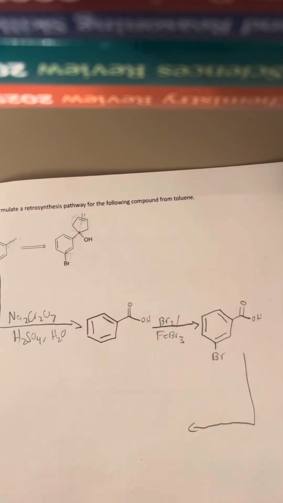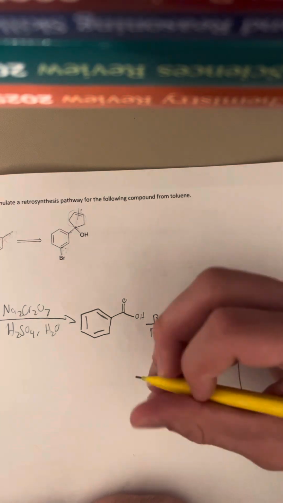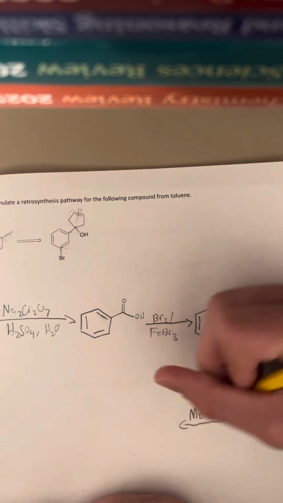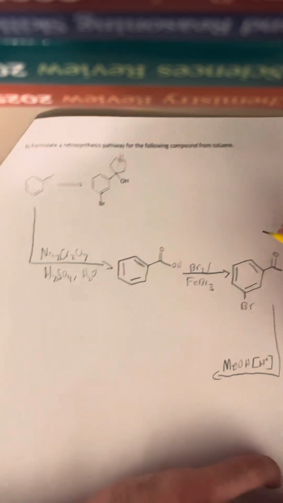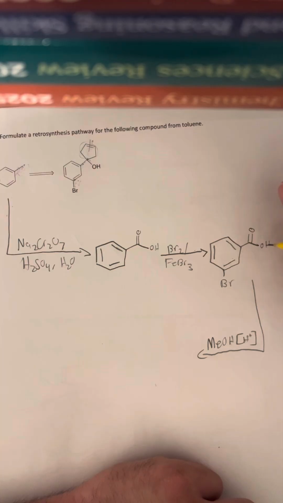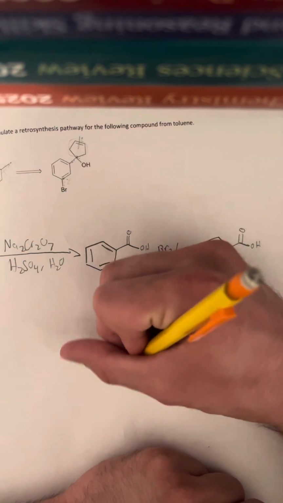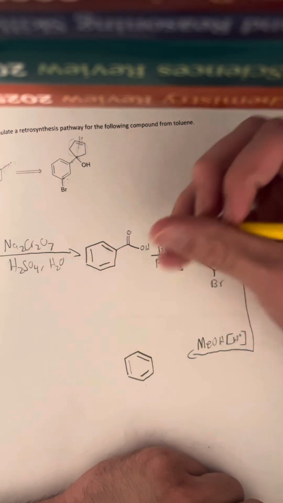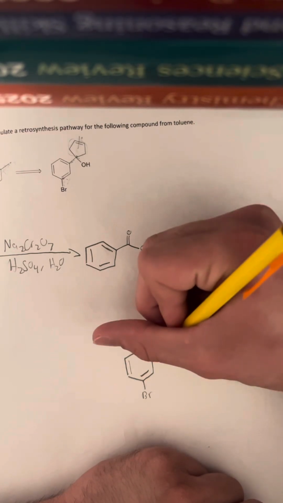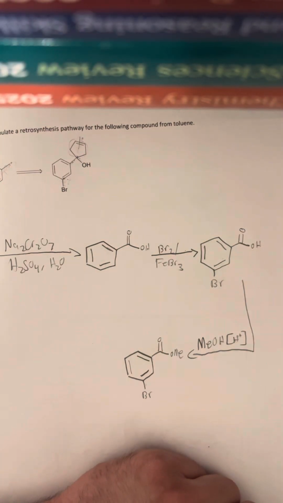Now we can esterify. We can make any ester. We can make a propyl ester, an ethyl ester, a methyl ester. Let's just make a methyl ester. Let's keep it simple. We use methanol, catalytic acid. That'll make methyl 3-bromobenzoate, or methyl meta-bromobenzoate. You think about the name. OMe for O-methyl.